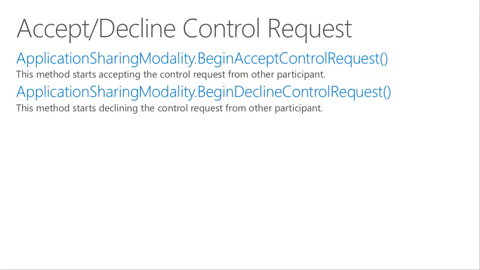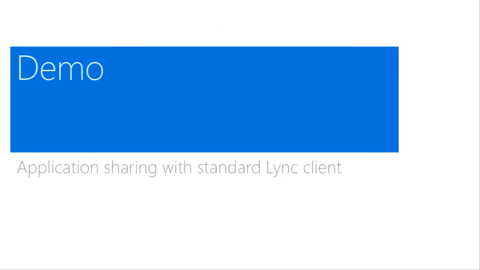Here's how you can do the accept and decline control. Just these two simple APIs. You can call accept control request, or you can decline control request by using these two simple APIs. I think it's very easy to demonstrate this by using the demo rather than just talking about APIs. So I can show a demo here.